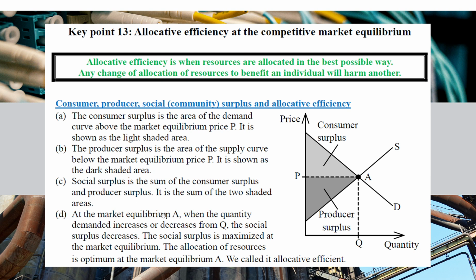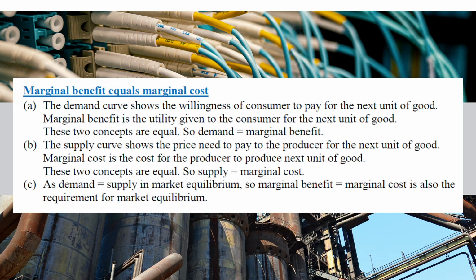And the equilibrium point A, okay? When the quantity increases or decreases, the social surplus will decrease. So at this point, social surplus is maximized. From the society's point of view, A is the most efficient point. You call it allocative efficiency because social surplus is maximized at A.